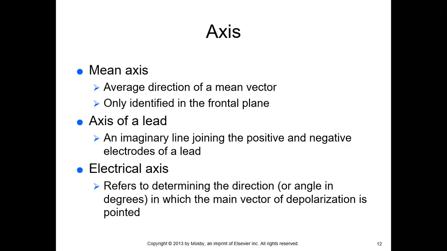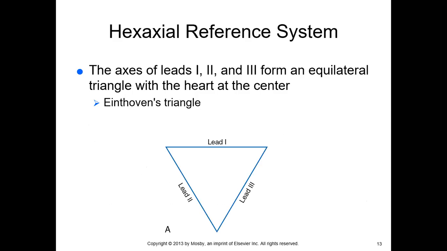There is a triangle called Einthoven's equilateral triangle. It helps to form lead 1, lead 2, and lead 3. It looks like a triangle on a photo. It is. It's called Einthoven's triangle. You see lead 1, lead 2, and lead 3.